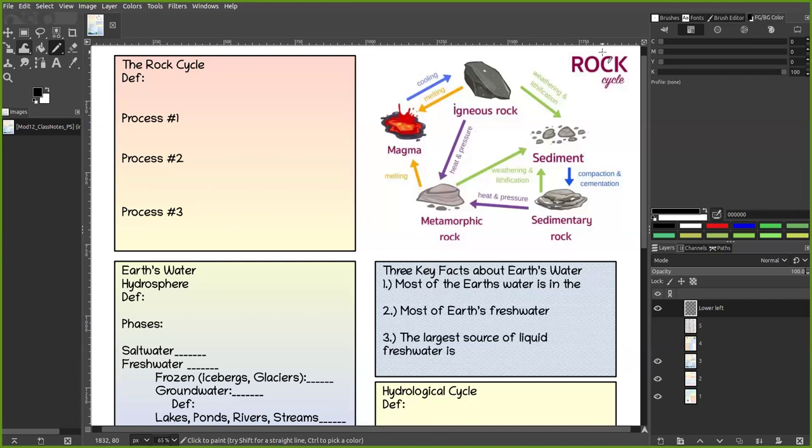We're working on Module 12. Today, we're going to be working on page 3 and 4 of the class notes. Now, we're starting with the rock cycle. The rock cycle is a series of processes that cause rocks to change from one type to the other.